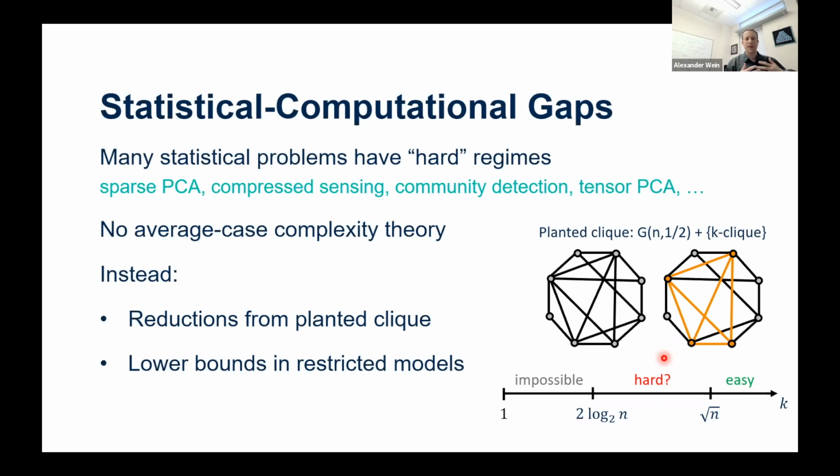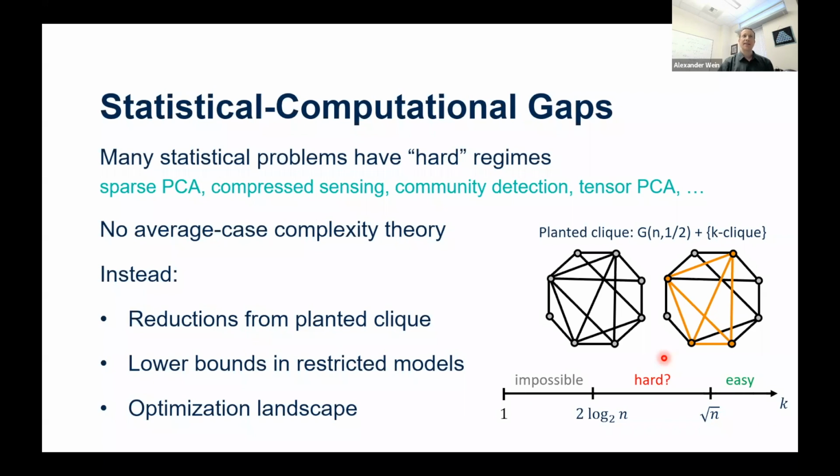A separate approach is lower bounds against restricted models: proving that certain classes of algorithms must fail in this hard regime, giving evidence that at least our known approaches are not going to work there. And then finally, there are other approaches that are more geometric in nature, looking at structural properties of the solution space that potentially suggest hardness for certain kinds of algorithms. Is this clear?